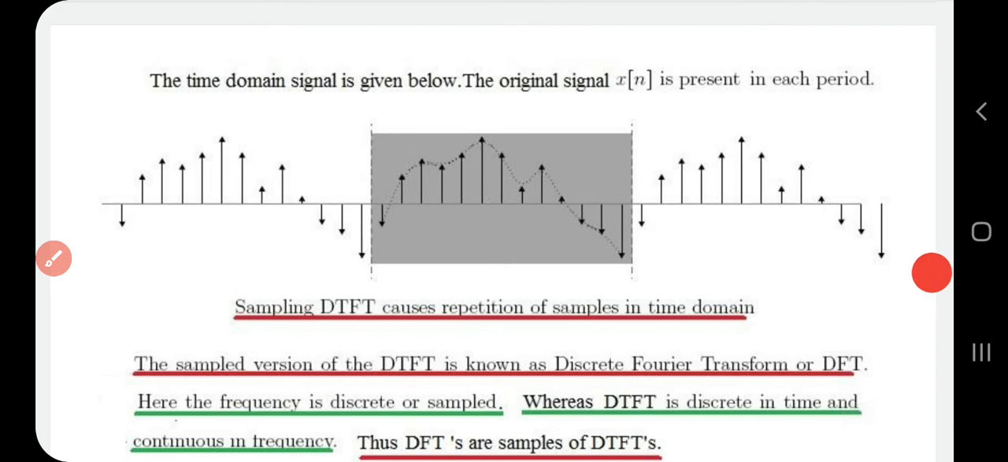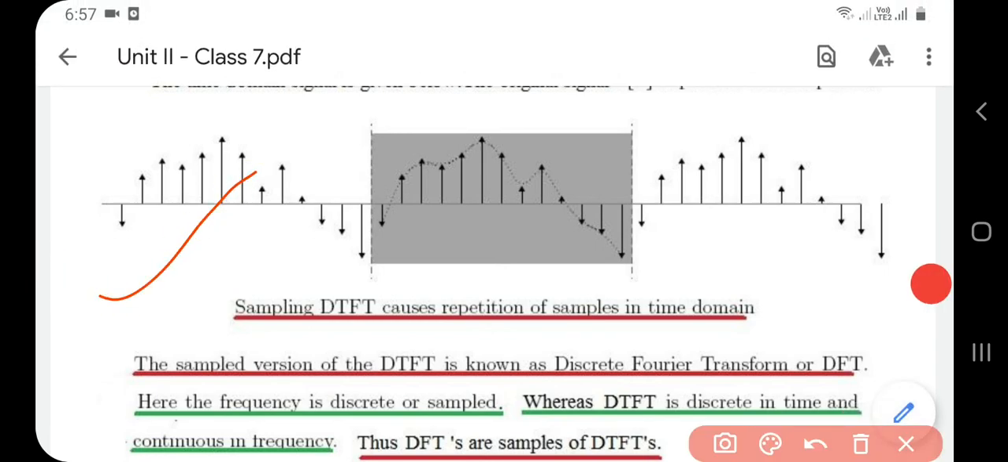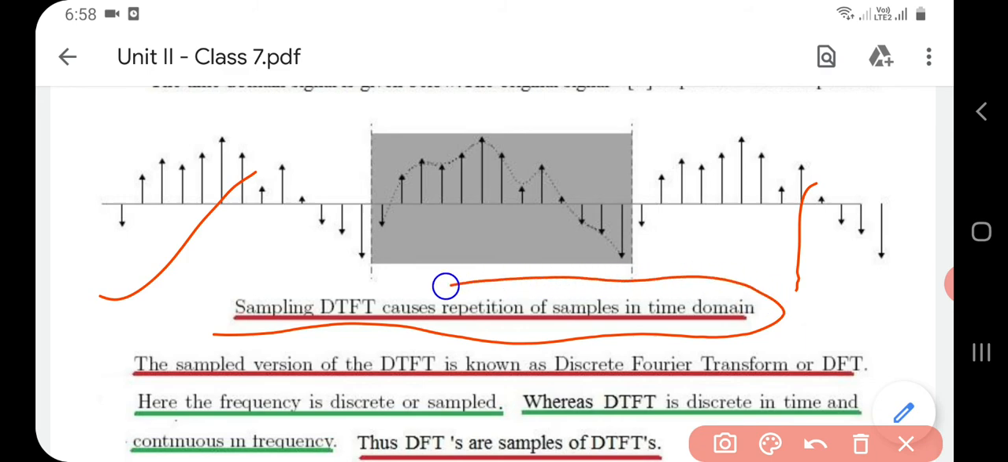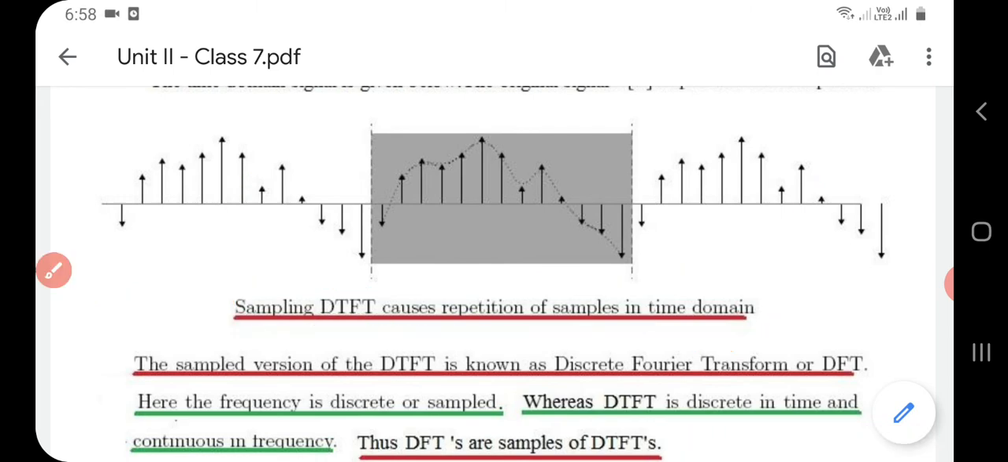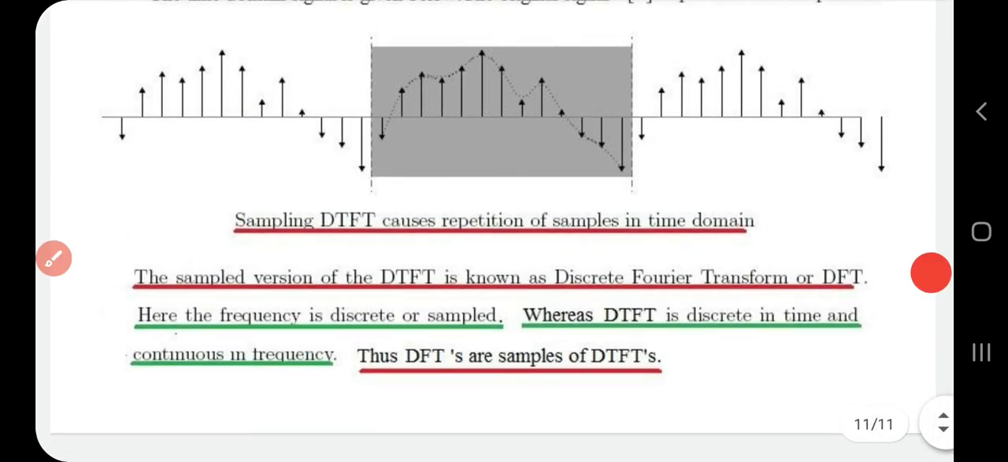N is the length of the sequence. Now the resulting time domain signal is given here, and this shows that sampling the DTFT causes repetition of samples in the time domain. See here, it is the time domain. Sampling is performed in the frequency domain, and the repetition and all is taking place in the time domain. So the sampled version of DTFT is known as DFT, or discrete Fourier transform. Here frequency is discrete or sampled, whereas DTFT is discrete in time and continuous in frequency. So in short, DFT is a sampled version of DTFT.